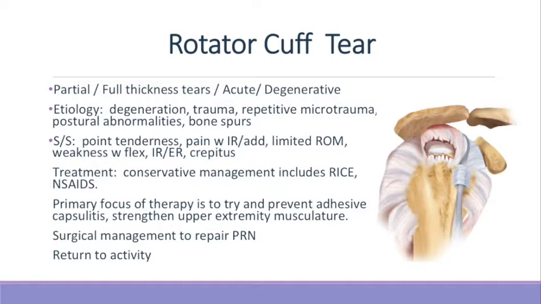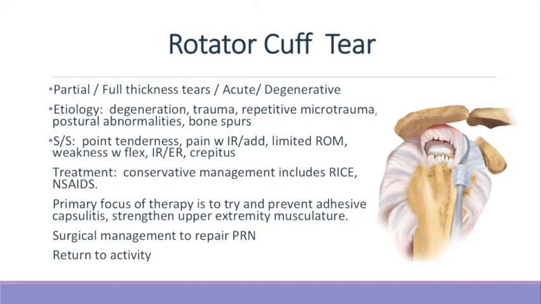Let's try to put it all together. Etiology. Intrinsic factors associated with rotator cuff tears include impaired blood supply to the tendon and degeneration. Extrinsic factors include trauma, repetitive microtrauma, and postural abnormalities.